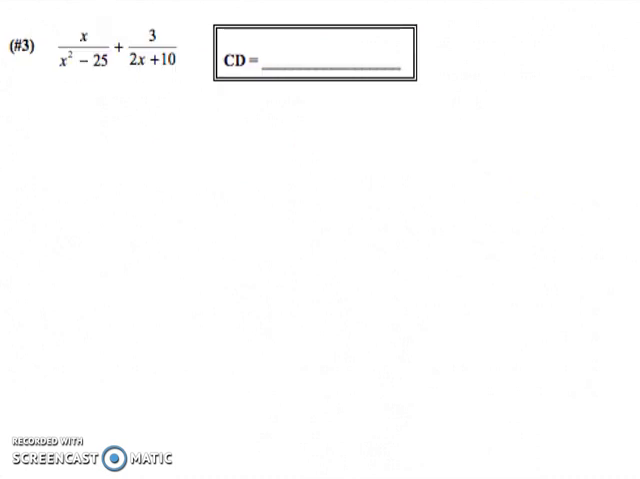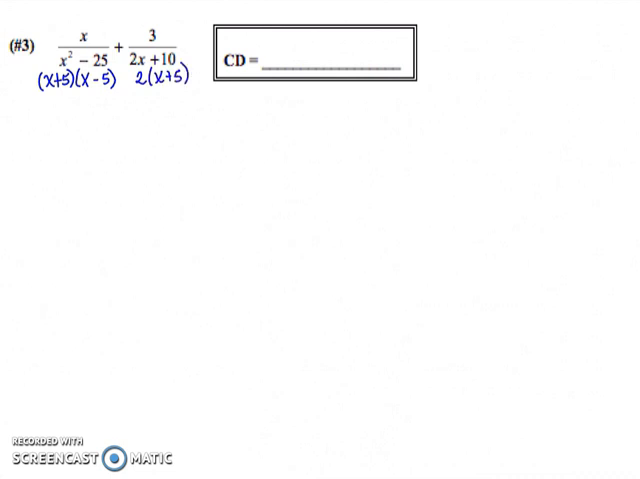All right, number 3, last example for today. Factor first. I've got a DOS here. x squared minus 25 can be factored into x plus 5 times x minus 5. And I've got a GCF in my second denominator of 2. So that's going to be 2 times x plus 5.